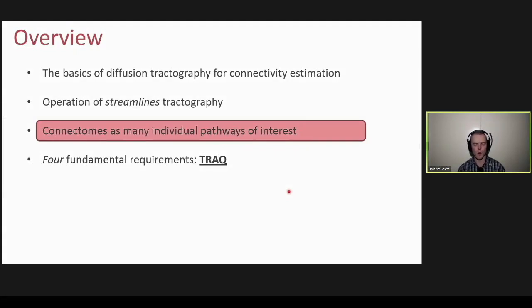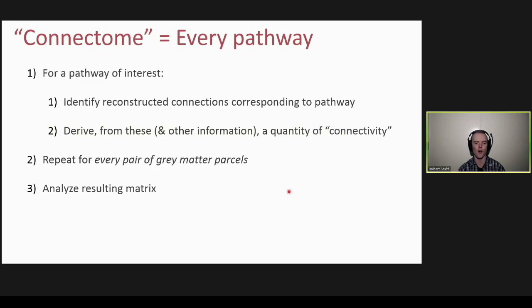Okay, so now I want to talk about the way that I conceptualize and break down connectome construction, a bit of a divide and conquer strategy. Basically, we have a bunch of pathways of interest. When it comes to connectome construction, this typically means you have a pair of grey matter nodes and you want to quantify the connectivity between those two specific nodes. So we have this sub-experiment where we are identifying or reconstructing a specific pathway of interest. We're going to derive from that reconstruction some quantity of connectivity.